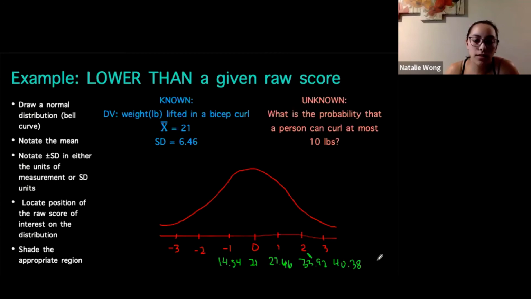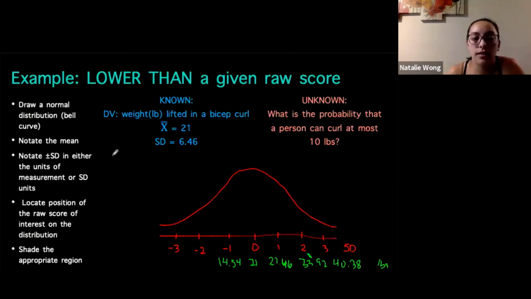So this would be in the units of measurement, our pounds, and our red numbers are our standard deviation units. Personally, I like the standard deviation units better, but it's totally up to you. Then we need to locate 10 pounds in our distribution, the position of the raw score. 10 pounds should be between -1 and -2, because this is 14 minus 6. That should put us below 10. So you could find the raw score and estimate where that is based on the units of measurement if you constructed your distribution that way.